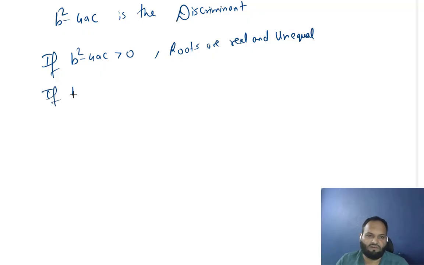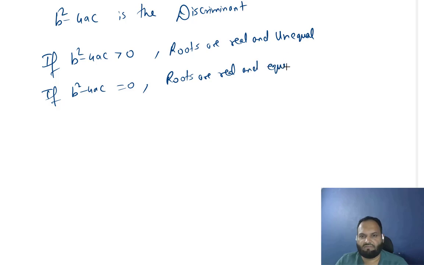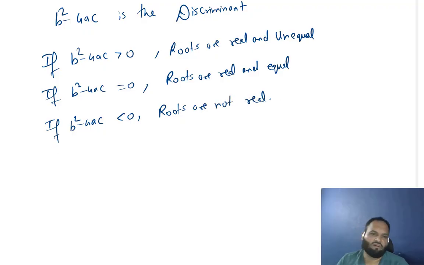If b square minus 4ac is equal to 0, we say roots are real and equal. And if b square minus 4ac is less than 0, we say roots are not real. Okay, so these are the roots of the quadratic equation.